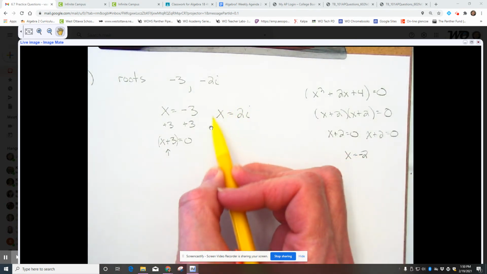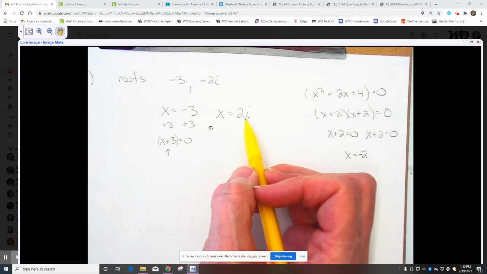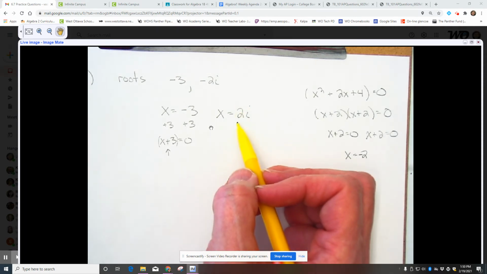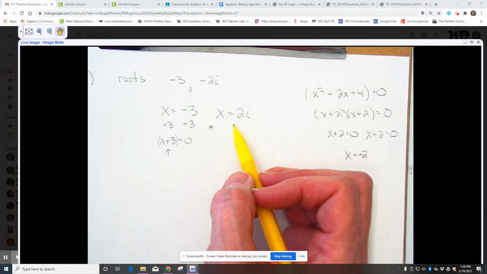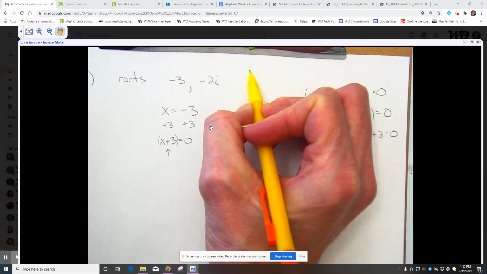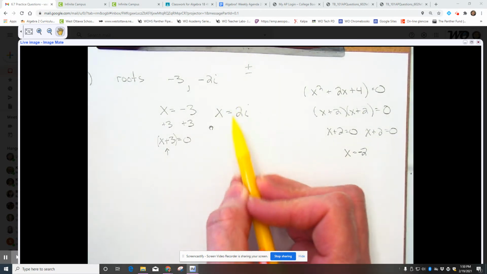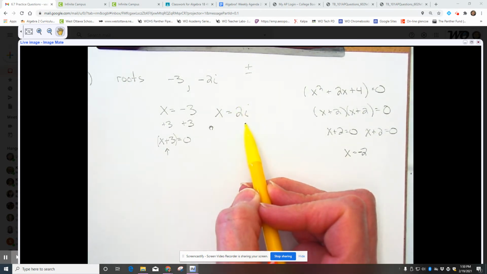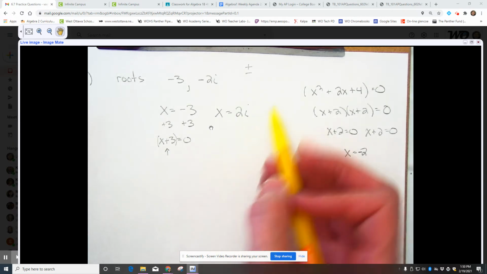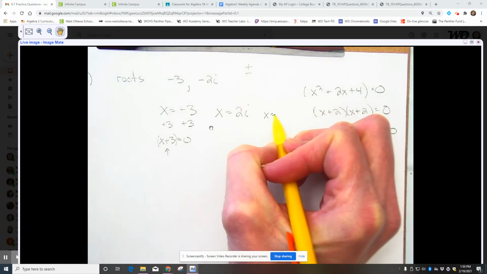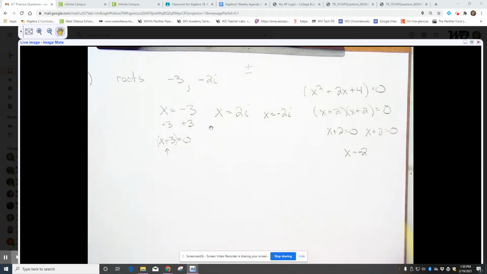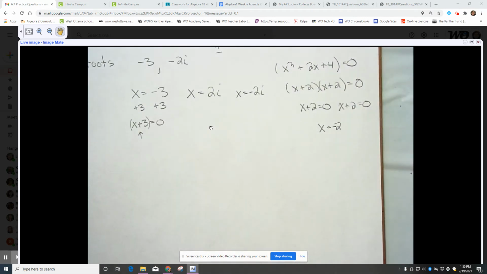Now, these solutions with the i, remember they're usually the result of quadratic formula. And if you think of quadratic formula, it has a plus or minus. So these, I'm just going to call them i solutions, always come in pairs. So if you have a positive one, you also have a negative one. So they always come in pairs.